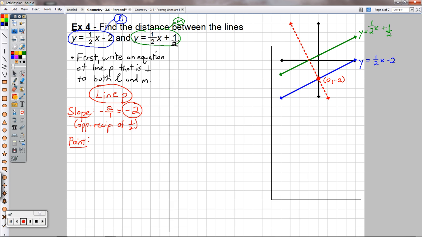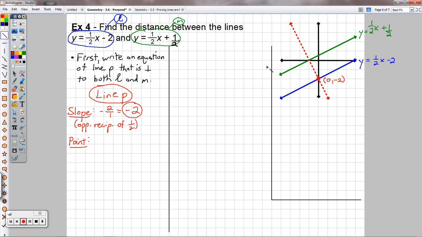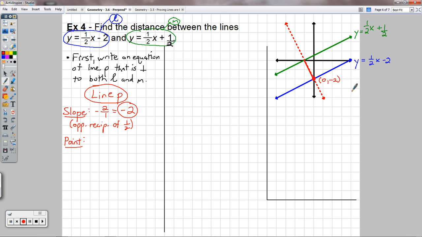And what I'm really looking for in the end here is the distance or the length of this segment in particular right here. So what's the segment from here to here? What is the length of that solid part of line P? So I can use a point. I can use the point that I see here. I'm going to call that my x1, y1. This is a point that is on that line.